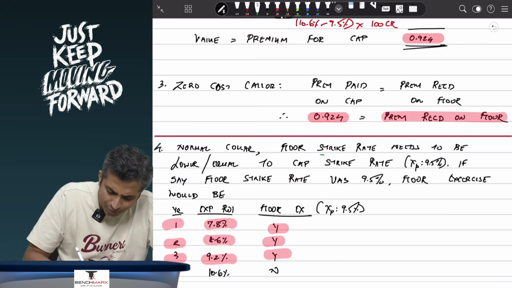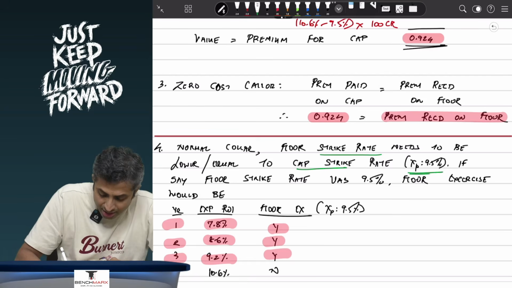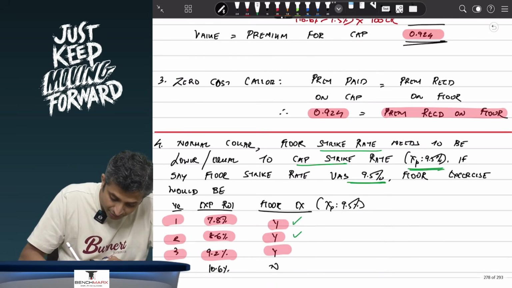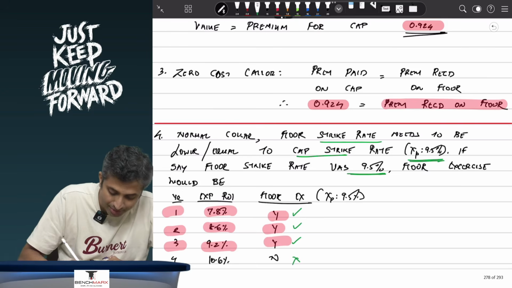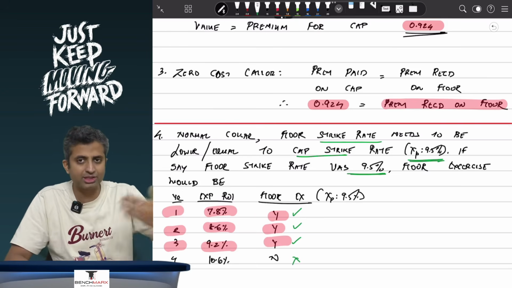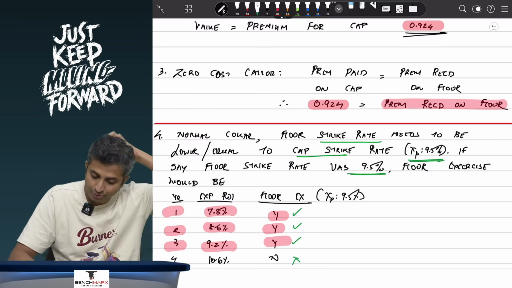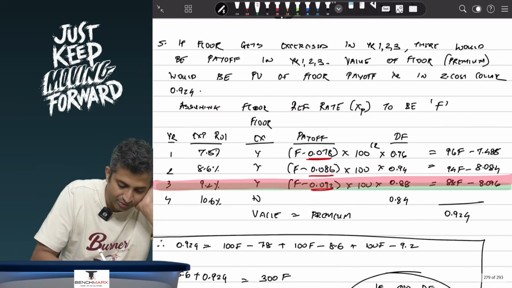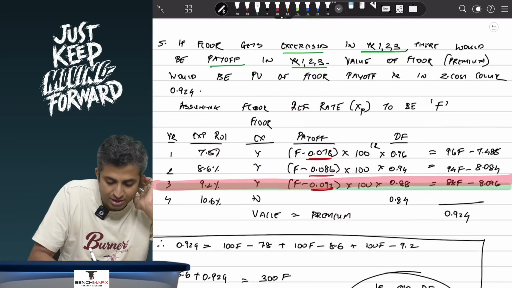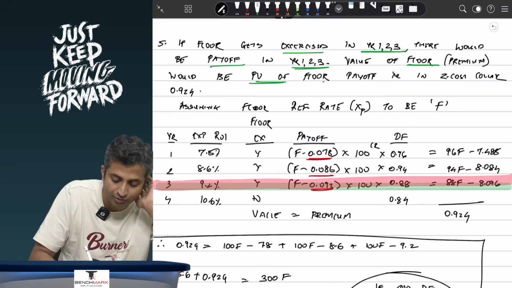In a normal course, the floor strike rate needs to be lower than or equal to the cap strike rate. Okay, that's an assumption. Let's say we are taking 9.5%. Say the floor strike rate was 9.5%, then the floor exercise would happen in the first, second and third case, but it will not happen in the fourth case. And hence, if I were to formulate an equation, I would say that the premium today is the present value of the future payoffs. So the payoff over here would be, for example, if the floor gets exercised in years 1, 2 and 3, then there would be payoff in years 1, 2 and 3. The value of a floor, that is the premium, would be the present value of the floor payoff.